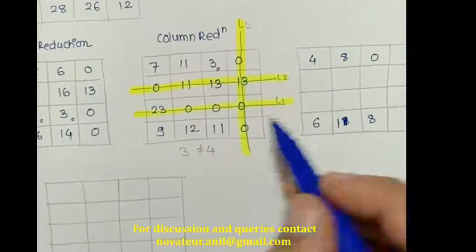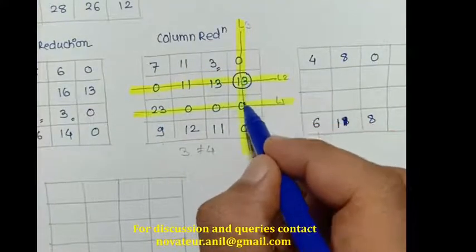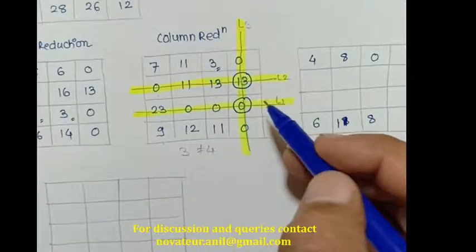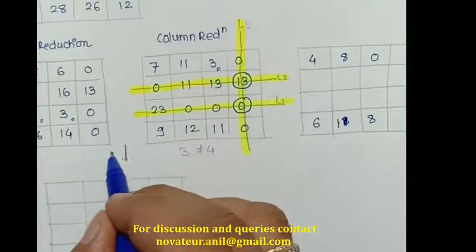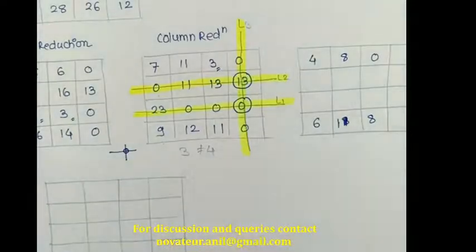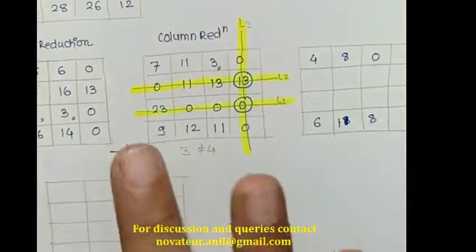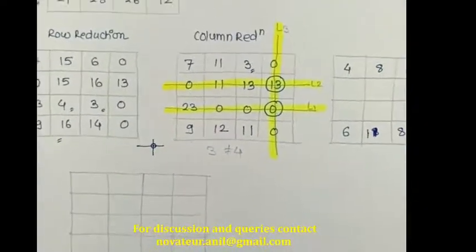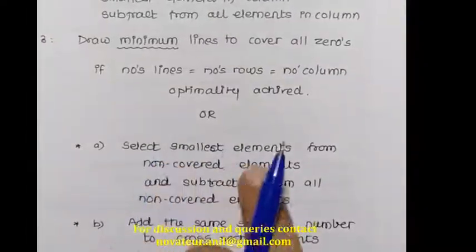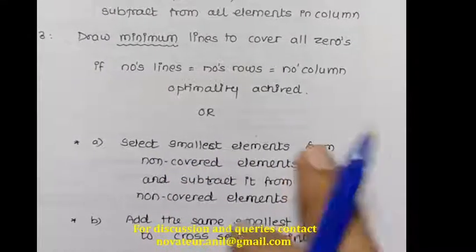What to do with the covered elements? When I draw the lines, I got some junction points. These are the junction points. A junction point is where the vertical line and the horizontal line cross each other. Some people call it a cross section also. So here we have to perform three different operations. First, we have to identify the smallest non-covered element and subtract it from all the non-covered elements.